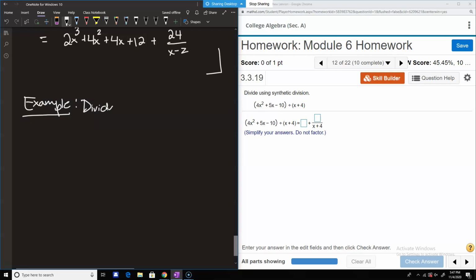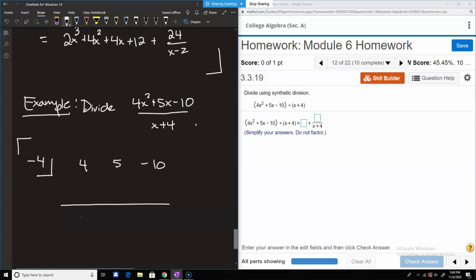So again, we just want to divide by our favorite method, synthetic division. So, minus 4 goes in the corner. And then we have 4, 5, and minus 10 on top. Make our line. Bring down the 4.